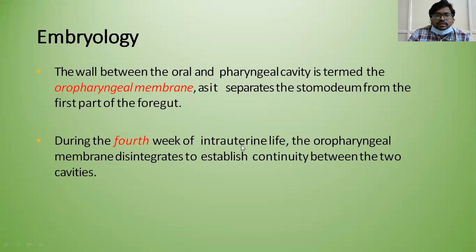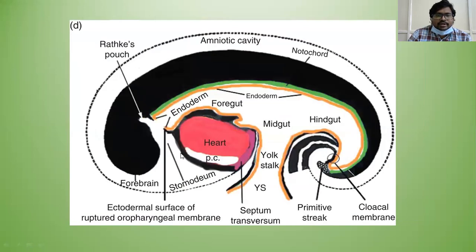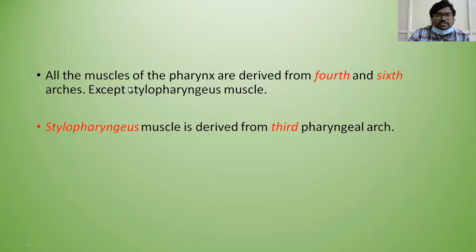During the fourth week of intrauterine life, this membrane disintegrates to join both cavities, that is the stomodeum and the anterior part of the foregut. This anterior part of the foregut forms the definitive pharynx in the child. All the muscles of the pharynx are derived from the fourth and sixth arches, except for the stylopharyngeus muscle. The stylopharyngeus muscle is derived from the third pharyngeal arch.